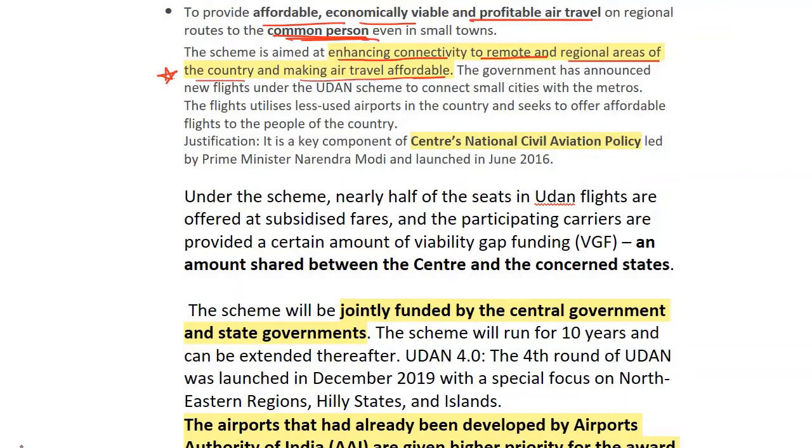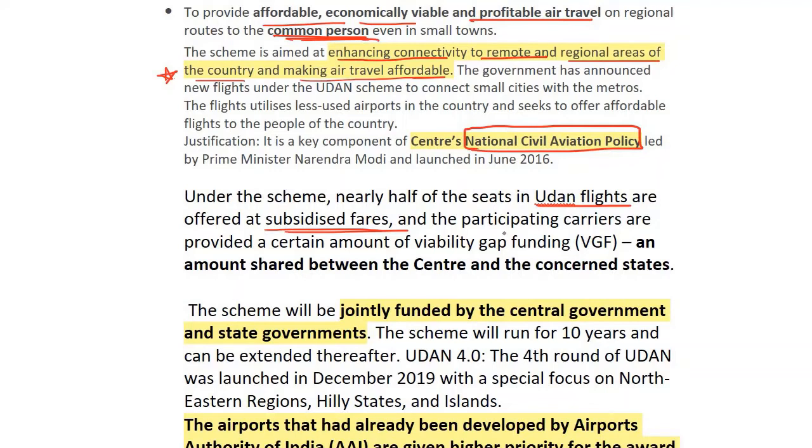Now small cities को metro से connect करेगा, and then it will utilize lesser used airports in the country, and it will try to give affordable flights to the people of the country. Basically ये एक key component है center के national civil aviation policy का. Under the scheme, nearly half of the seats in Udaan flights are offered at subsidized fares. तो जितने भी seats होंगे, out of that nearly half the seats are offered at subsidized fares.